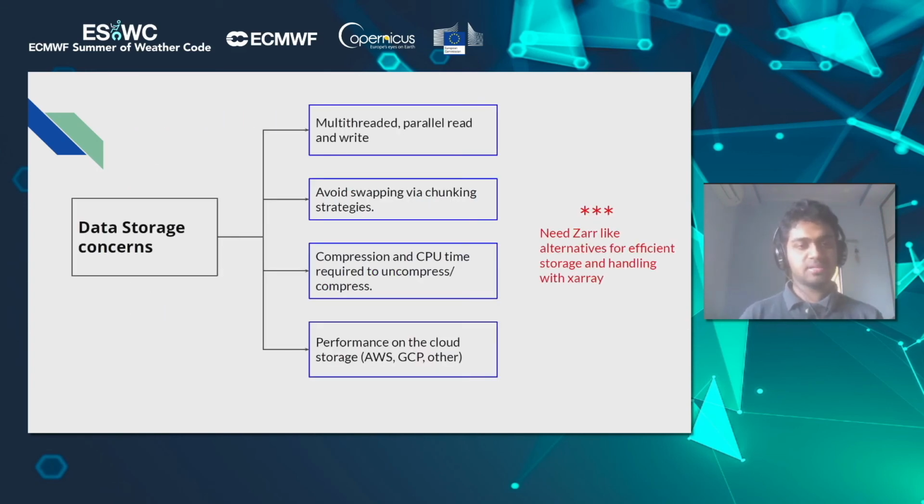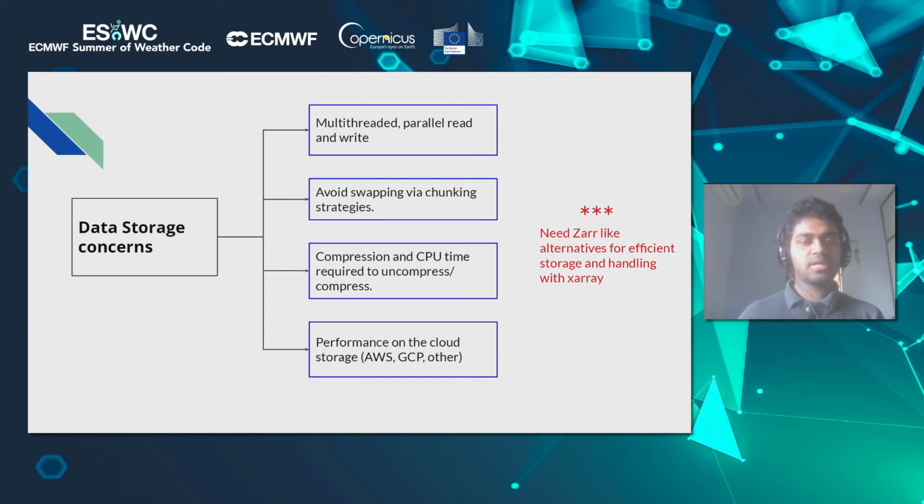Why do we have these concerns of data storage? We want to have multi-threaded parallel read and write. We want to avoid swapping in chunking strategies. When the data is, as I mentioned, of large size, we want to have chunks of the data so that we can have the data stored properly as well as faster access. For that, we need to have good chunking strategies.